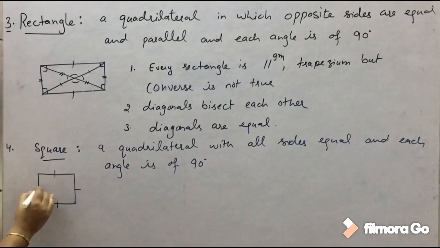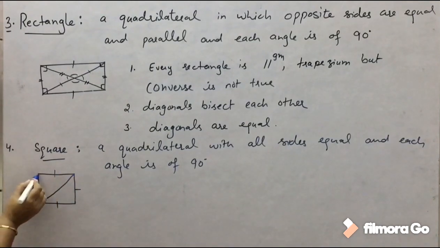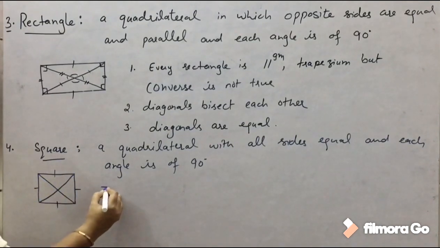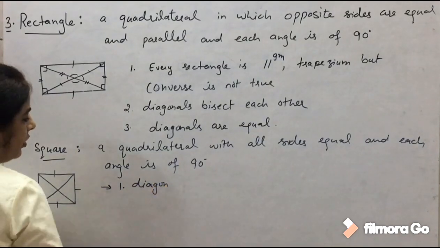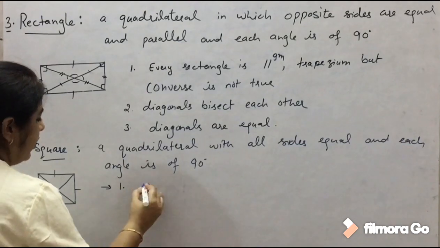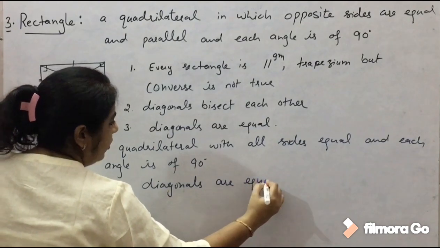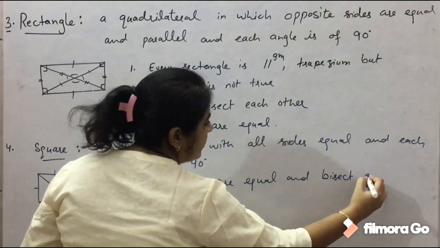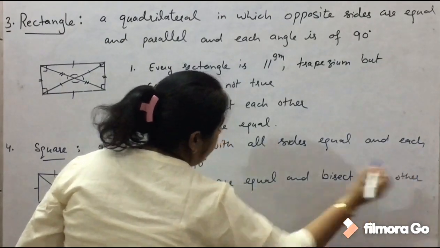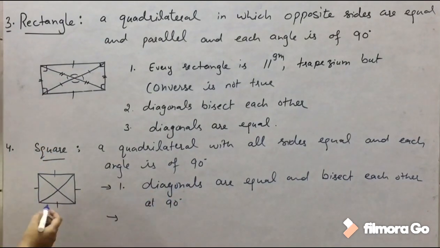This is a square. What have we observed from the activity? That we have diagonals equal. So what are the properties for this? Diagonals are equal and bisect each other at 90 degrees. So again we can observe that opposite sides are equal and parallel.